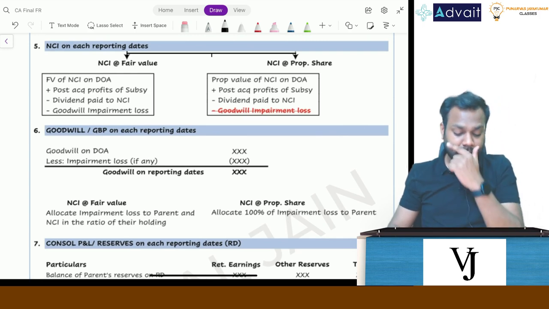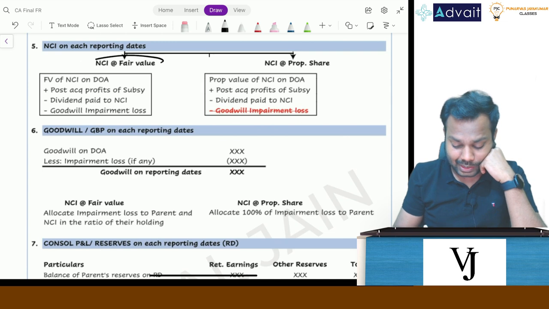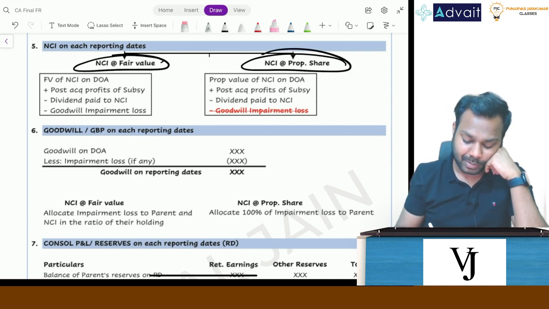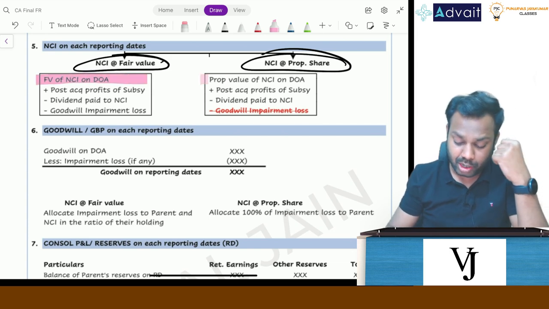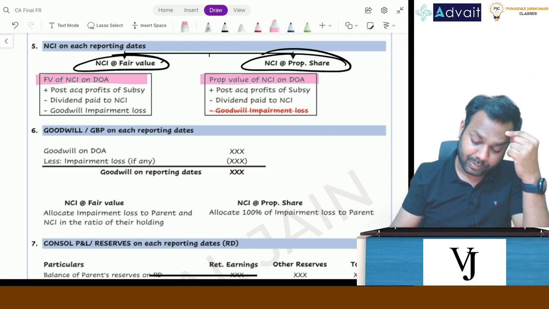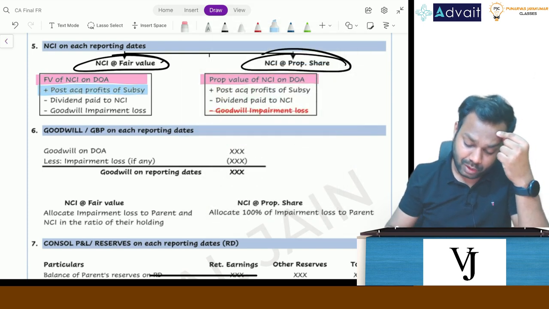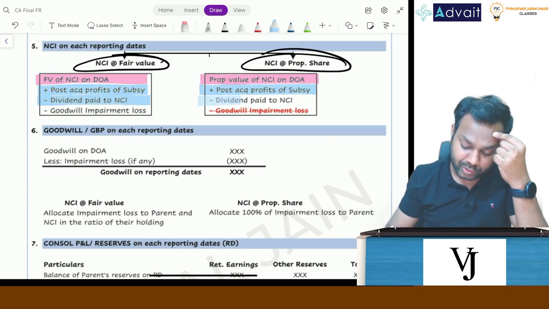Now, further, NCI on each reporting date. As I told, NCI can be at fair value or at proportionate share. The difference it makes is only on the date of acquisition: NCI can be at fair value on the date of acquisition or at proportionate share on the date of acquisition. Subsequently, it will be the same. That is, we have to add post-acquisition profit of the subsidiary, and we have to reduce dividend paid to NCI.